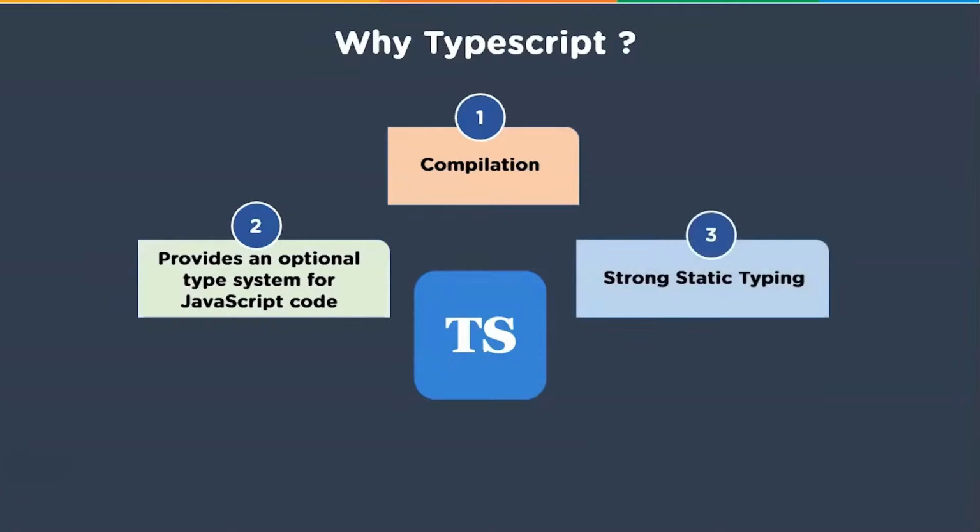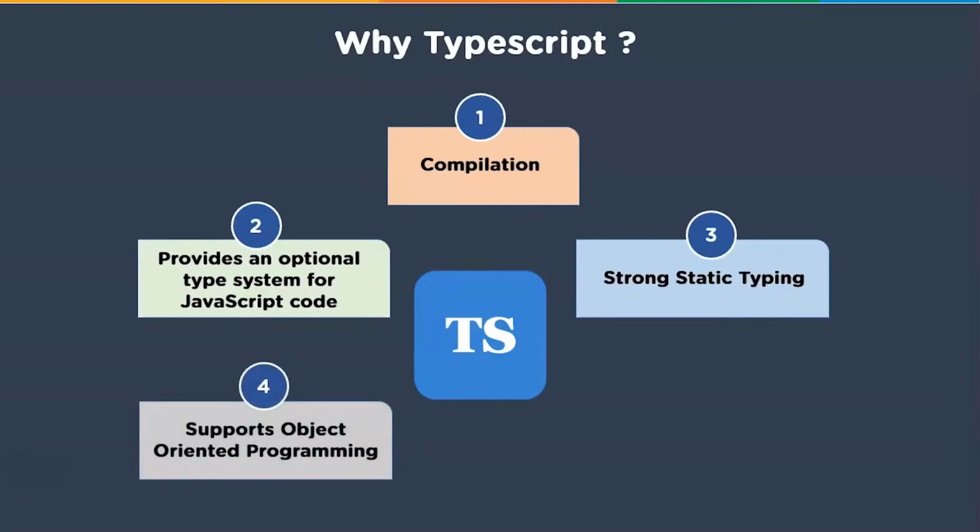Strong static typing. JavaScript does not have a powerful static typing system. TypeScript comes with an optional static typing and type inference system. The TLS, that is the TypeScript language service, can deduce the type of a variable defined with no type based on its value. Supports object-oriented programming: classes, interfaces, inheritance, and other object-oriented programming principles are supported by TypeScript.